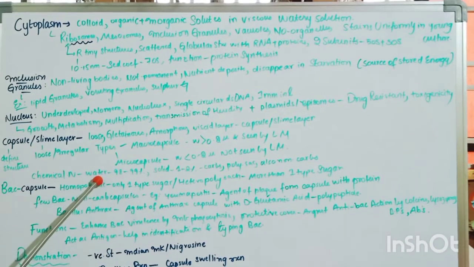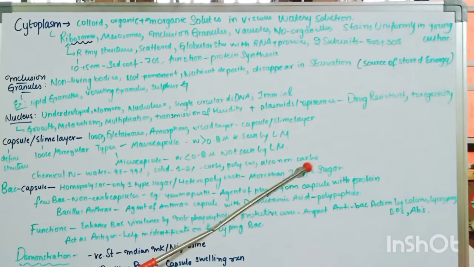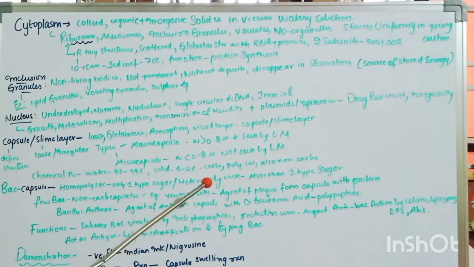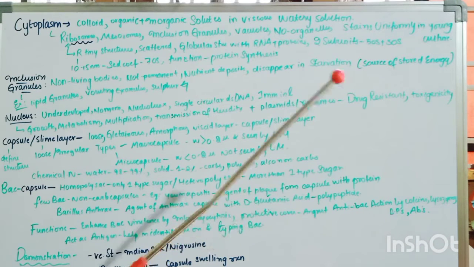Chemical nature: it contains water, that is 90 to 98%, mostly water. Solids are only 1 to 2%, like carbohydrates, polysaccharides, and sometimes non-carbohydrate structures. Next, coming to the bacterial capsule. The capsule contains homopolysaccharides or heteropolysaccharides. Homopolysaccharides have only one type of sugar. Heteropolysaccharides have more than one type of sugar.